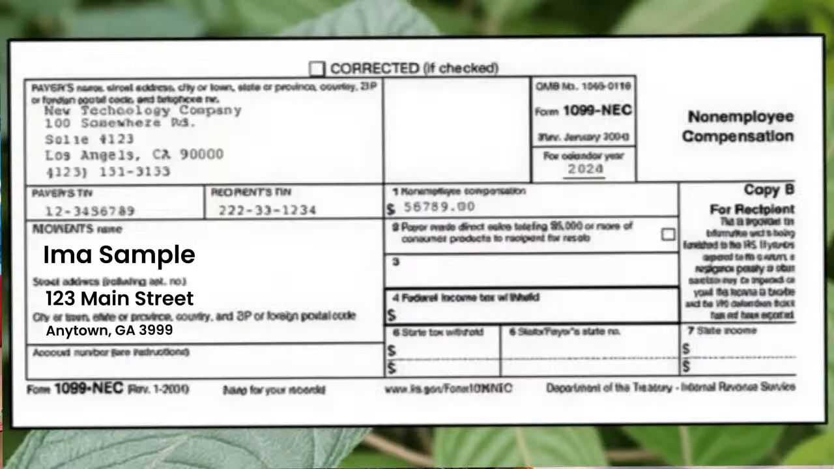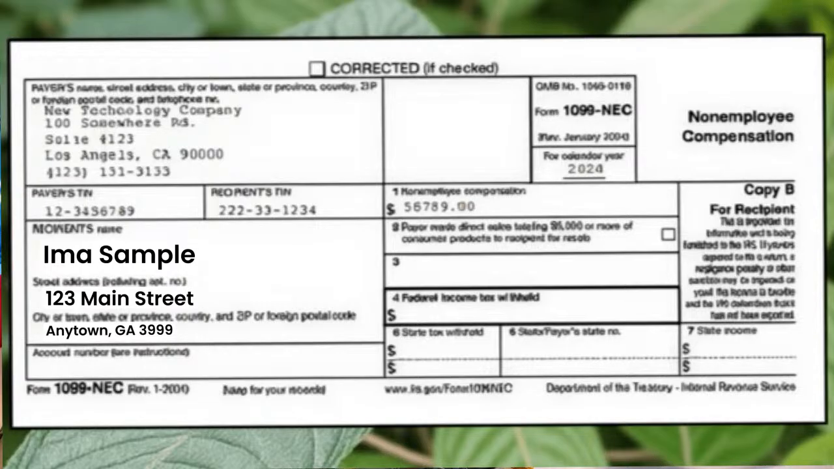Sorry about that. That first line says New Technology Company, and then it says 100-something Road. Forget about the suite. That's Los Angeles, 41231. I put her information in.